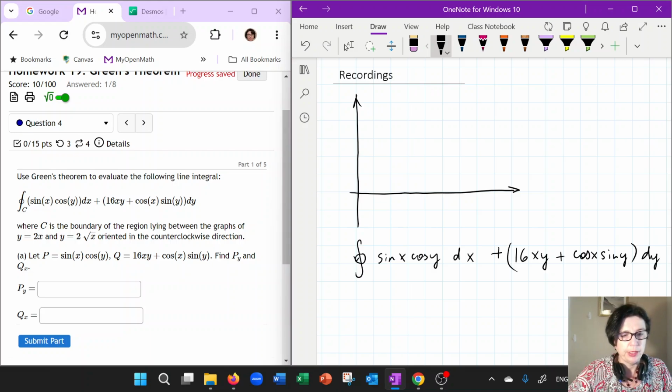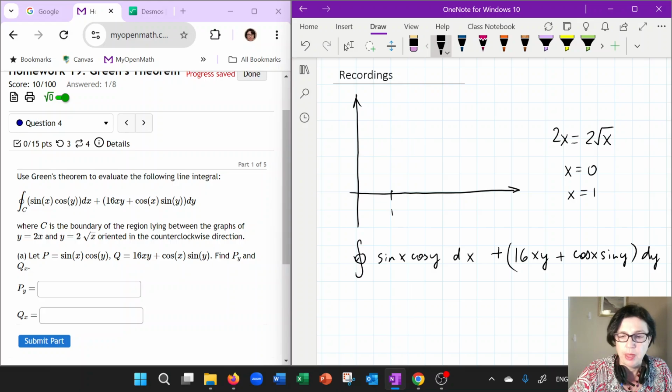Okay, let's visualize the curve. We already know that the orientation is counterclockwise, so we do not have to switch sign. Now, to figure out the region between the two graphs, we have to know when 2x is equal to 2 square root of x. That's actually pretty easy to see. First of all, one of the solutions is 0, which is obvious. And the other solution, also pretty obvious, is x equals 1.